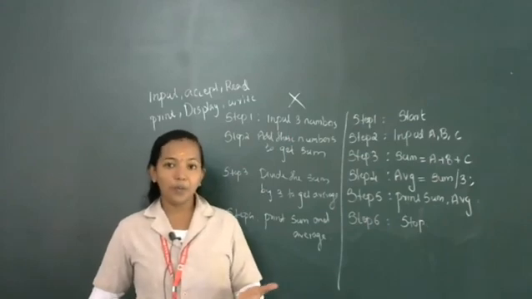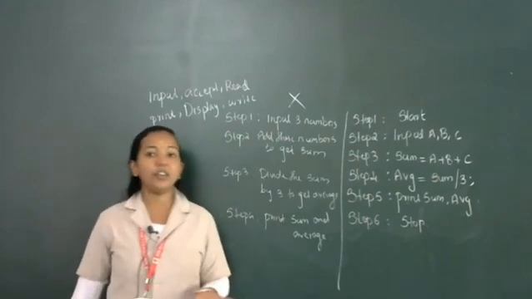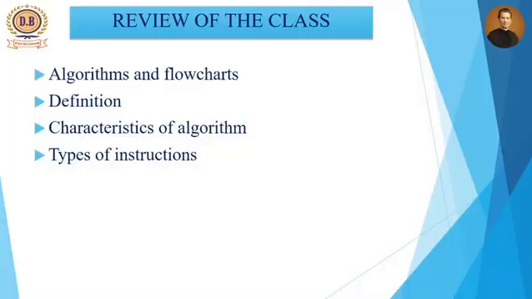Okay, hope you understood. Then again we will revise the topics that we studied. What was our first topic? Algorithms and flowchart. This is our second phase in programming. What is the definition of an algorithm? An algorithm may be defined as a finite sequence of instructions to solve a problem, and also it is a step-by-step procedure to solve a problem. Each step represents a specific task to be carried out.